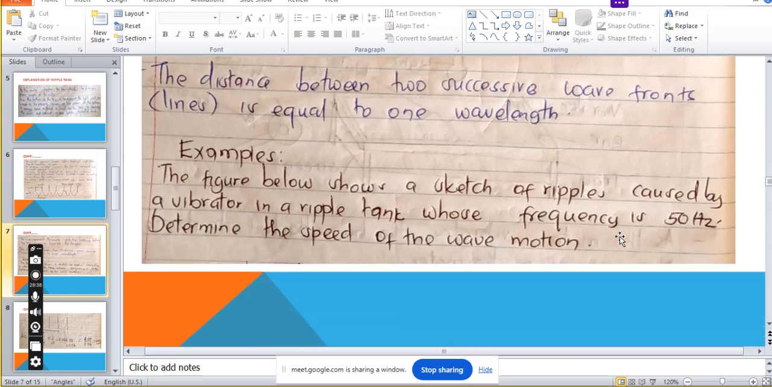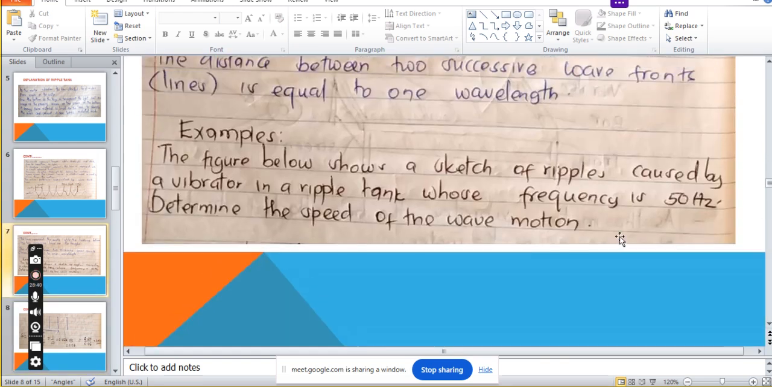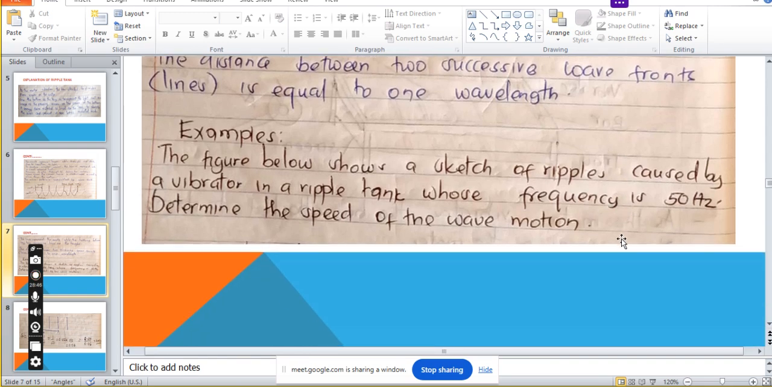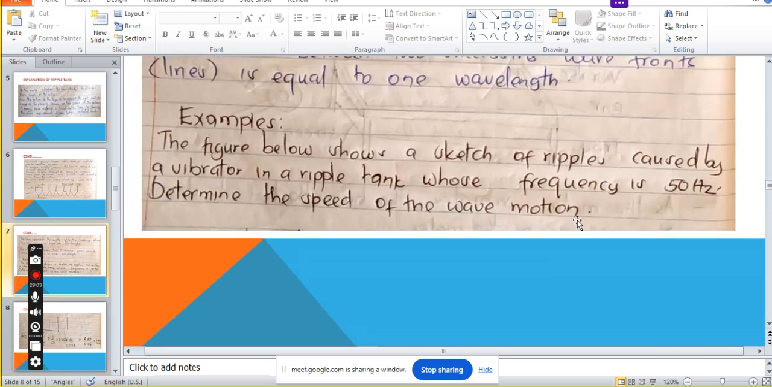Now, there's a question there, which I would like you to look at. Tiffany, read for us that question. The figure below shows a sketch of ripples caused by a vibrator in a ripple tank whose frequency is 50 Hz. Determine the speed of the wave motion. So I want us to get the speed of the wave motion. And how are we going to get it? First of all, we have to know the distance and we have to know the time.